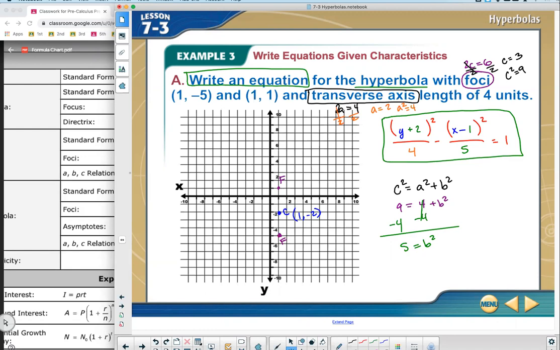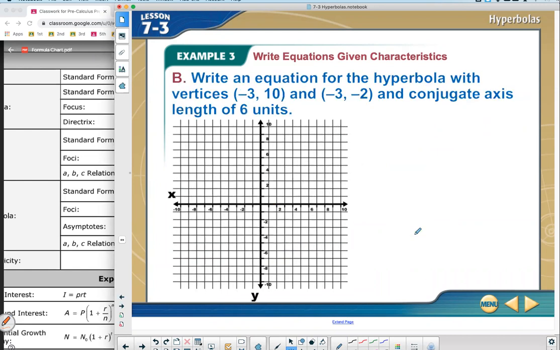By the way, if you wanted to graph the transverse axis, what that was saying is it's 4 units long and it goes through the center towards the foci. So it'd be like that. From there to there, that's 4 units. That would be your transverse axis. There would be a vertex, there would be a vertex. That's what that gives you, graphically speaking.